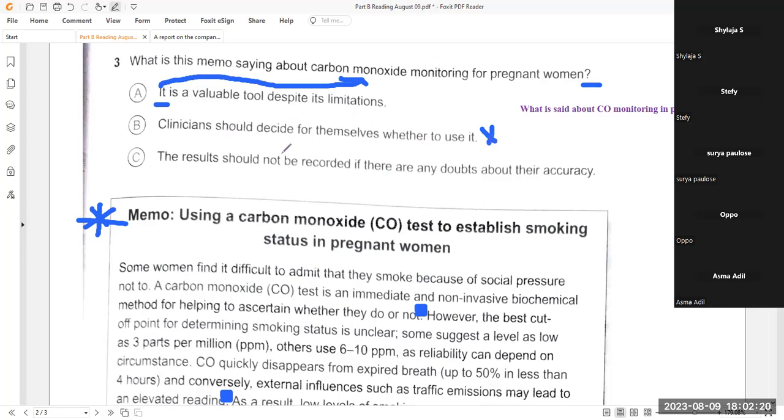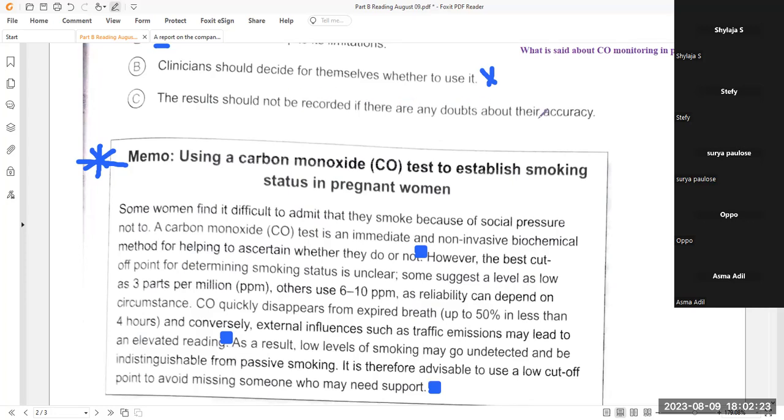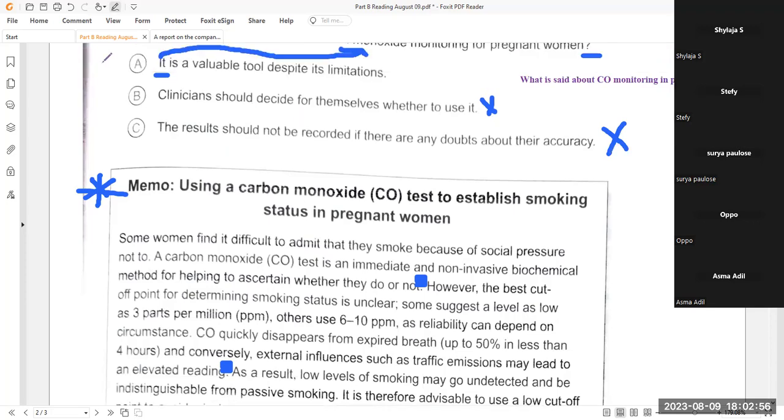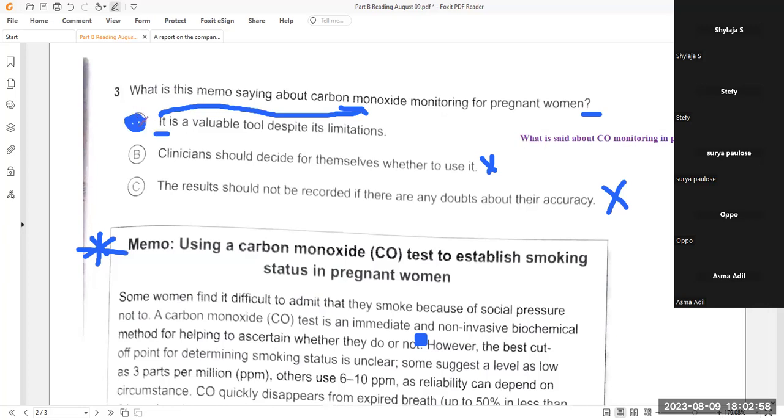Next one, Shailaja. The results should not be recorded if there are any doubts about their accuracy. Have they talked about recording the results of the test anywhere? Have they mentioned writing it down? Did we discuss that? No, nothing. They have not decided a cutoff point. It is very difficult to distinguish between passive smoking and low levels of smoking, so we need to always keep a low cutoff point. That's all they have said. They have not talked anything about the results. So the answer is A.